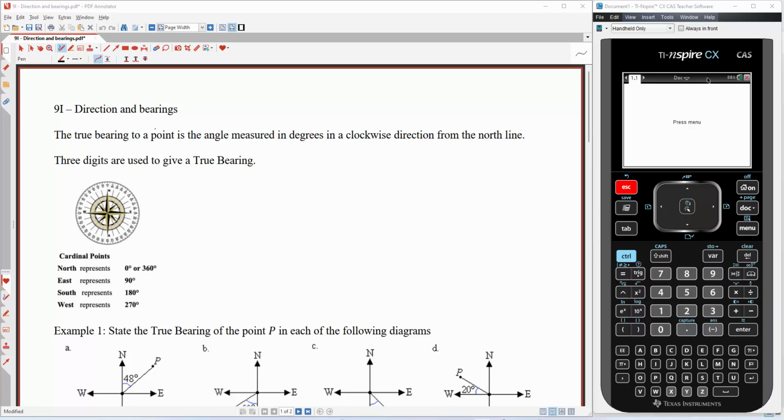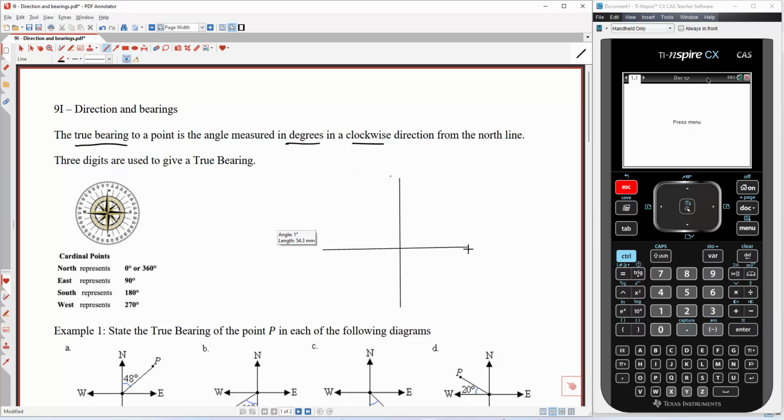This is the final topic we'll cover in trig and Pythag, and it's called directions and bearings. What we'll look at first of all is true bearings. A true bearing to a point is the angle measured in degrees in a clockwise direction from a north line. When we give true bearings, we use 3 digits to describe them. So we always take it from facing north.